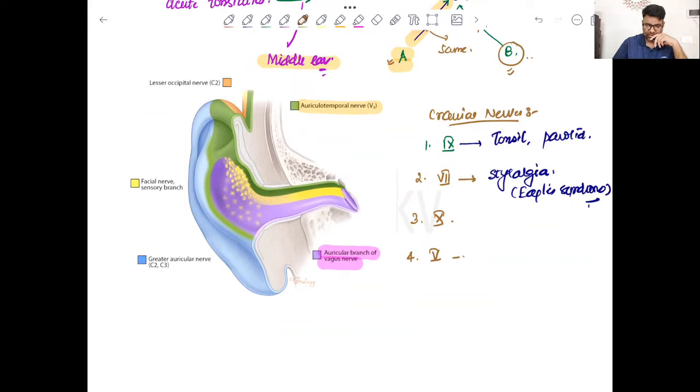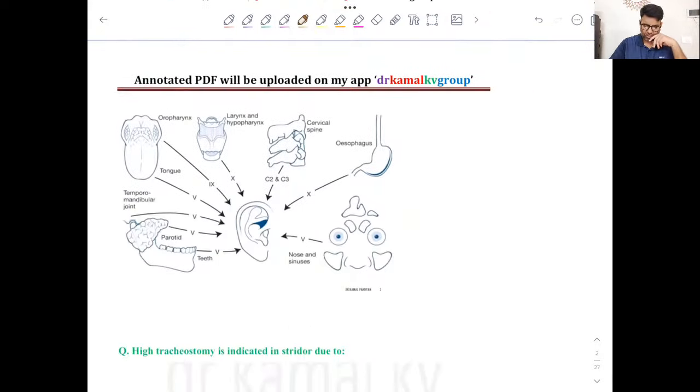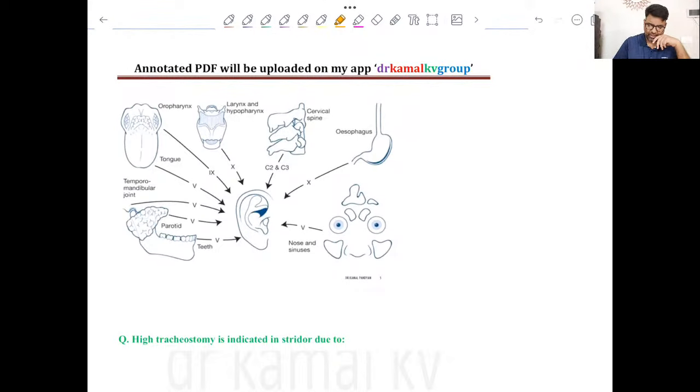So this is in short about the nerve supply of the external ear: auriculotemporal, then the auricular branch of vagus, then greater auricular nerve, the lesser occipital nerve, and the facial nerve also, right? So these are a few nerves which can give rise to otalgia, or referred pain in the ear. Okay, so again, this is the perfect figure.